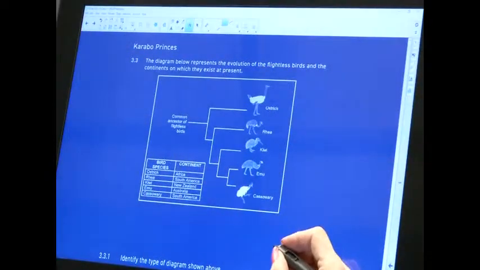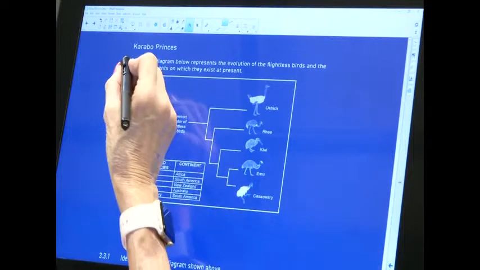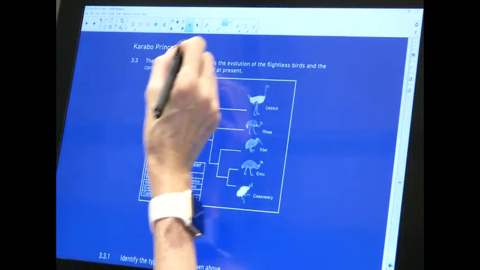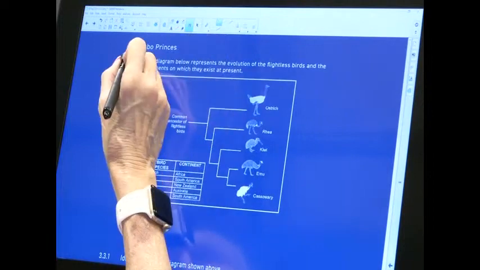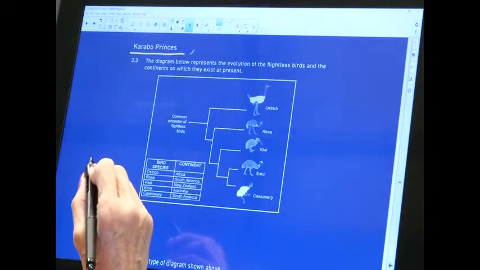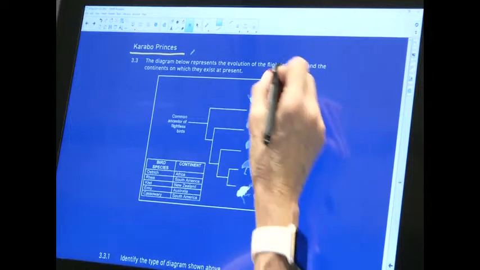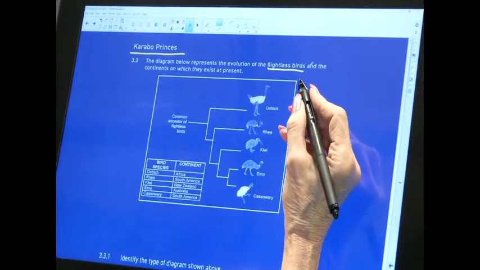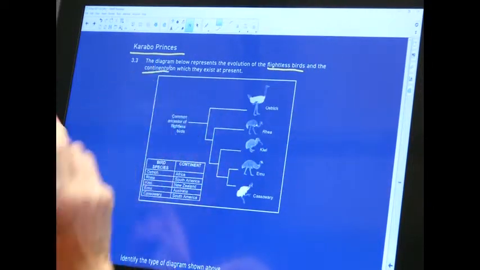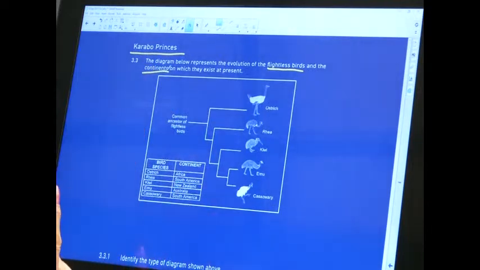All right, now our next question is brought to you by Karabo Princes. The diagram below represents the evolution of flightless birds and the continents on which they each represent.